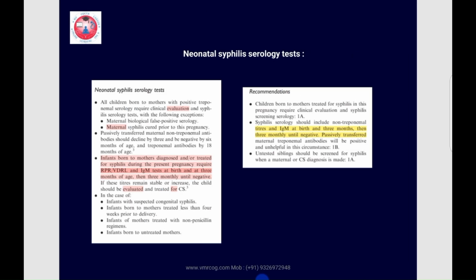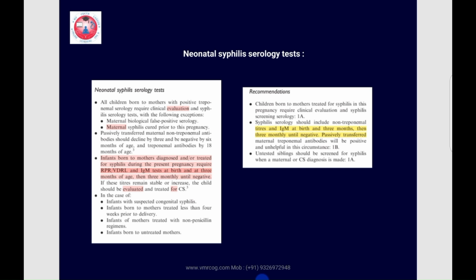Now, what about the neonatal syphilis serological test? All children who are born to mothers with positive treponema serology will require clinical evaluation and syphilis serological test, with the following exceptions. Mother with biological false positive serology, and maternal treatment which is cured prior to the pregnancy, will not require further evaluation, while the rest of the neonates will require further evaluation.